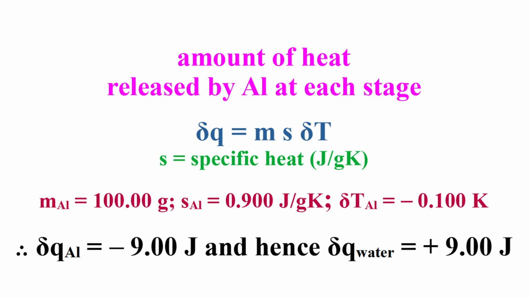The amount of heat del Q released by aluminum at each stage equals ms del T. The specific heat S of aluminum is 0.900 joule per gram Kelvin and its mass is 100.00 gram. Therefore, del Q turns out to be 9.00 joules, which is absorbed by water at each stage.